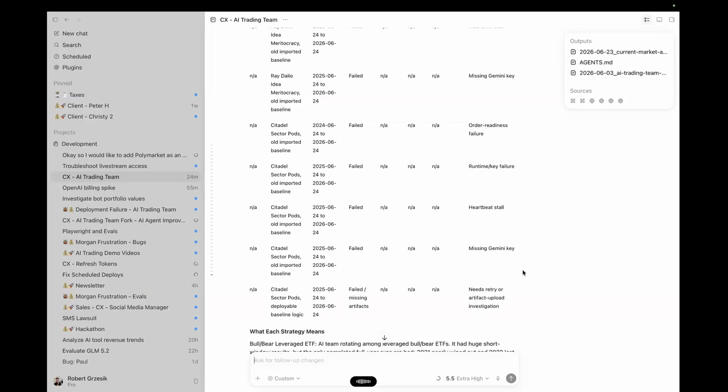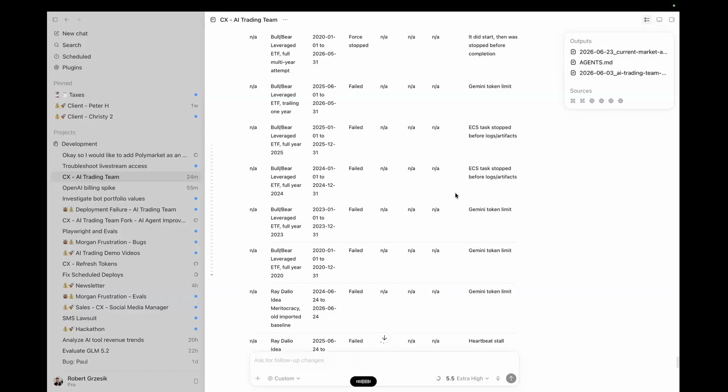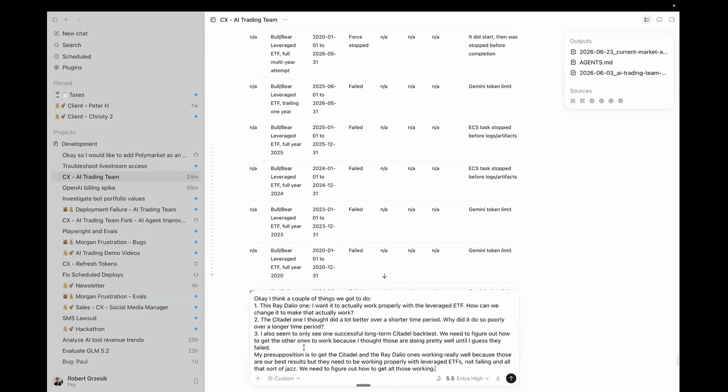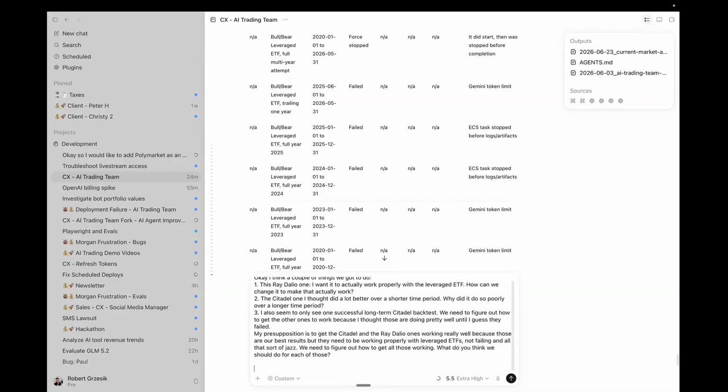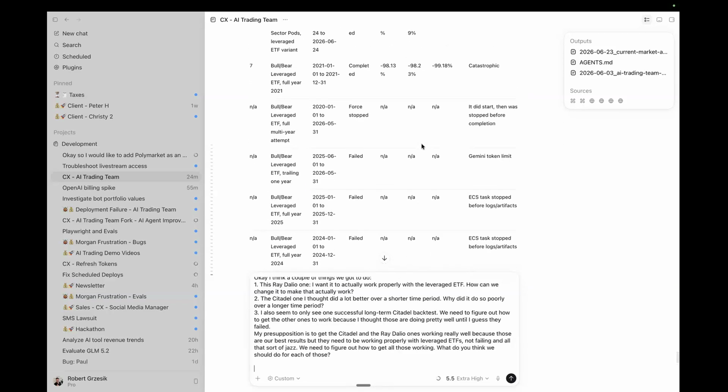So my predisposition is to get the Citadel and the Ray Dalio ones working really well because they were our best results. But they need to be working properly with leveraged ETFs, not failing, and all that sort of jazz. So we need to figure out how to get all those working. What do you think we should do for each of those? And then what else would you guys want to look at here? I think our strongest ones are the Ray Dalio and the Citadel.